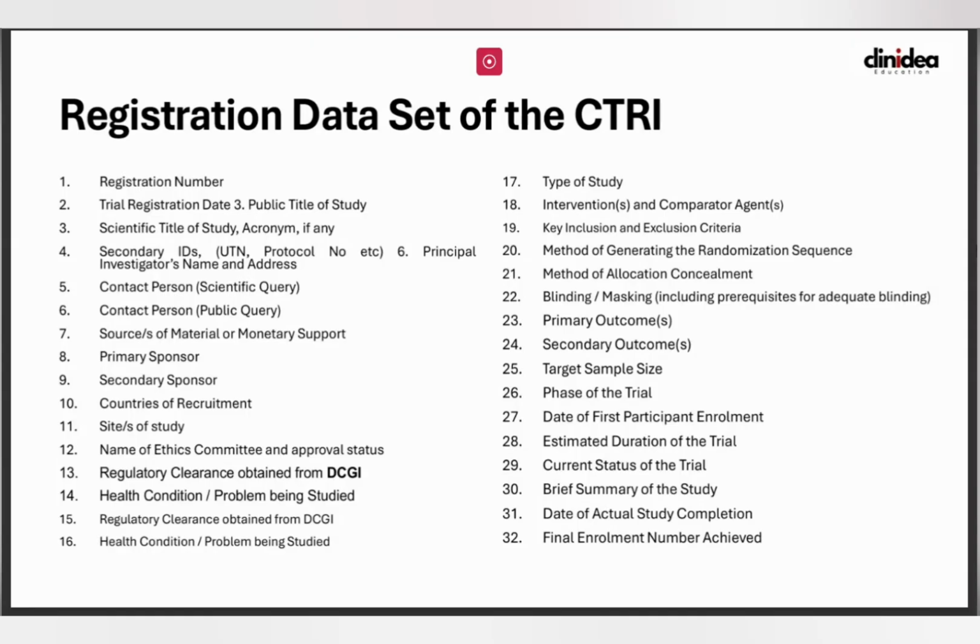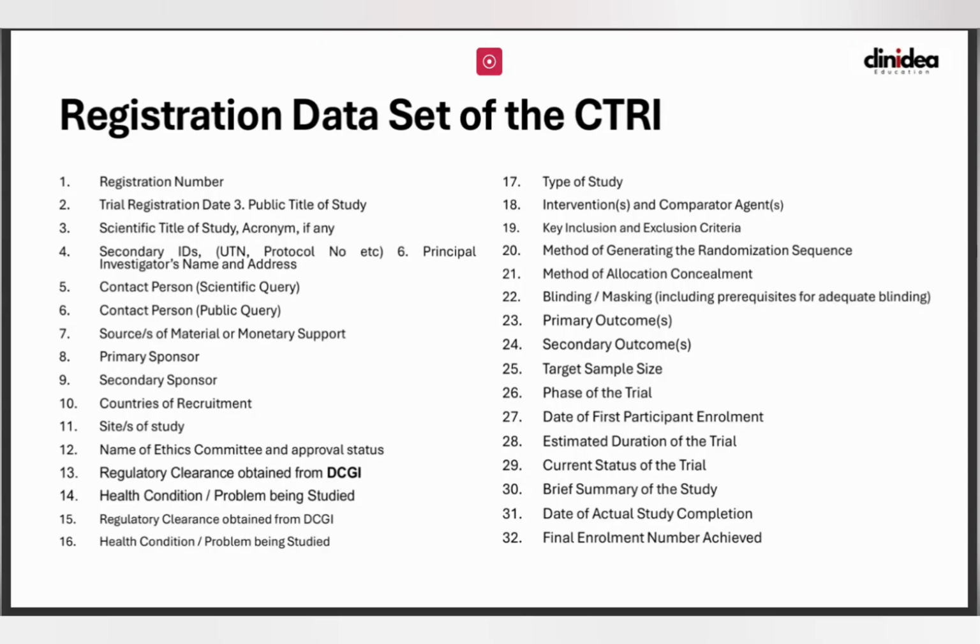Then interventions and comparator agent. So this explains what treatment is being tested and what it is compared against. For example, you have to mention your drug as well as the gold standard which is already being accepted in the market. Then key inclusion and exclusion criteria: what was your inclusion criteria, what was your exclusion criteria, on what basis you have selected these participants, or on what basis you're going to select or not select the participant, that you have to mention.